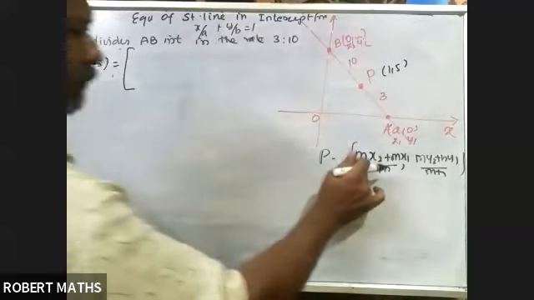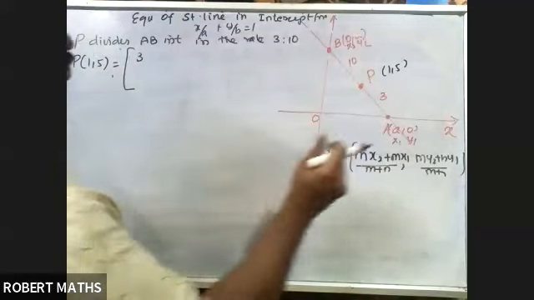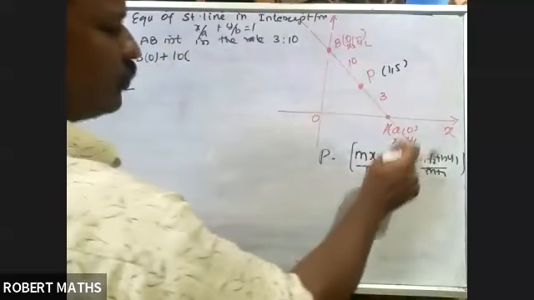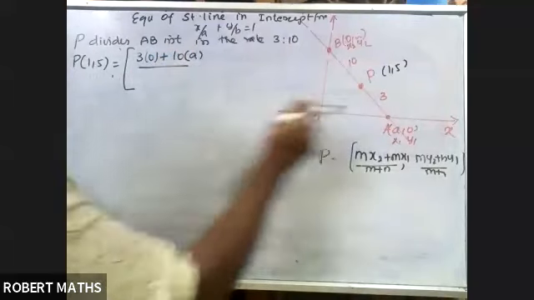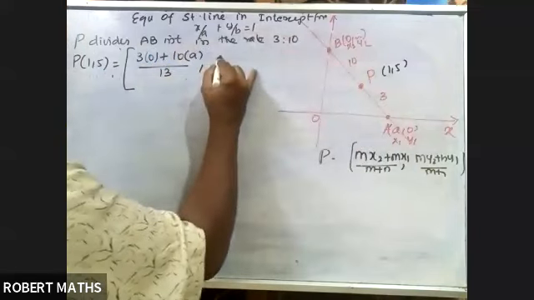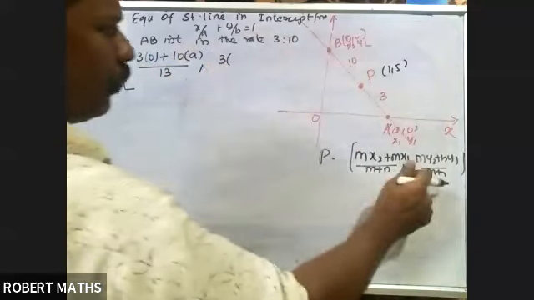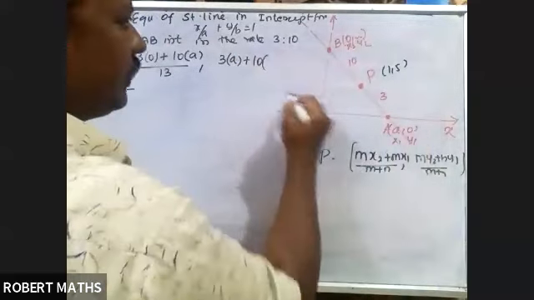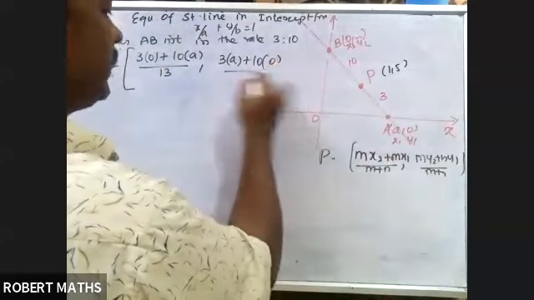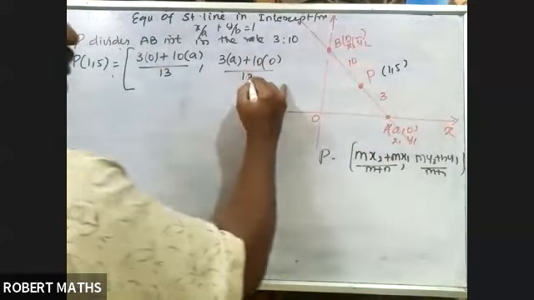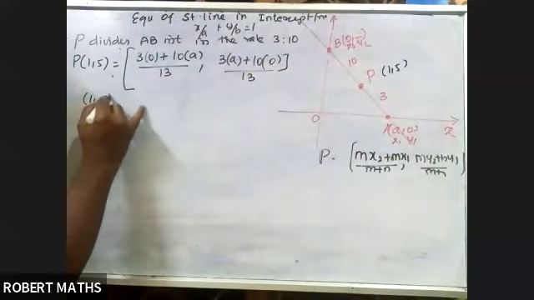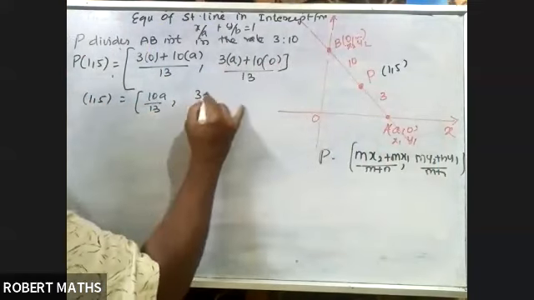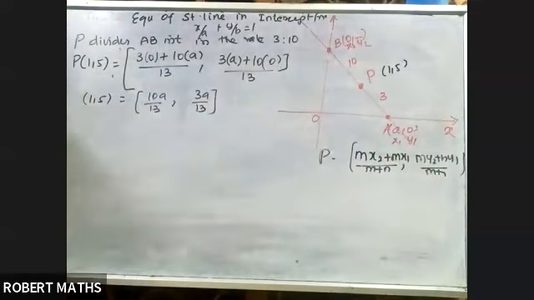equals, use the formula: m is 3, x2 is 0, plus n which is 10 into x1, your x1 is a, divided by m plus n, that is 13, comma, m into y2, your y2 is b, plus n, which is 10, into y1, your y1 is 0, divided by m plus n, which is 13. We'll get (1, 5) equals (10a divided by 13, comma, 3b divided by 13). So this is the thing I am getting.